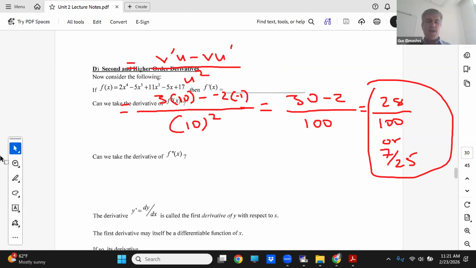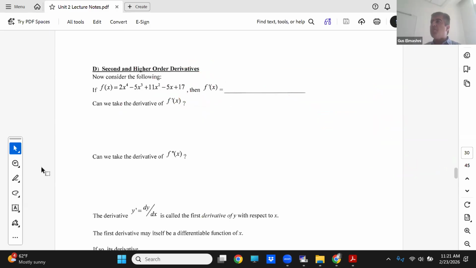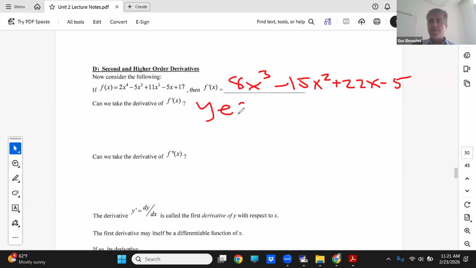Okay, next up, second higher order derivatives. Second derivatives actually do matter. We'll have that discussion later in the semester, why it matters. But for now, we're just going to take the derivative twice, just to work it out mechanically. That's all. So f prime of x is easy. Hopefully, you guys see it's 8x cubed minus 15x squared plus 22x minus 5. So can we take the derivative again? Of course. Why not? Just do it again. 24x squared minus 30x plus 22.